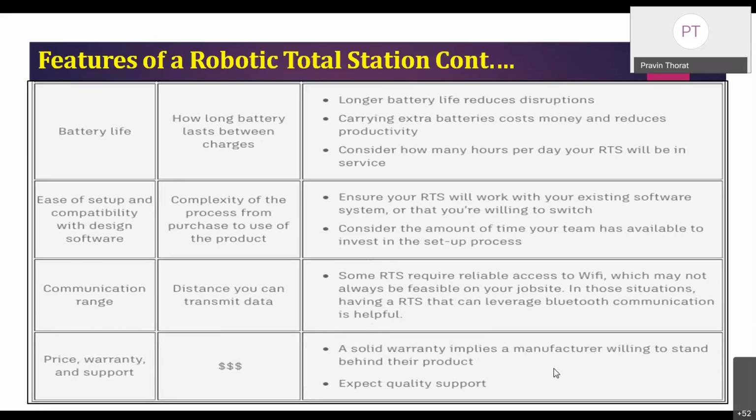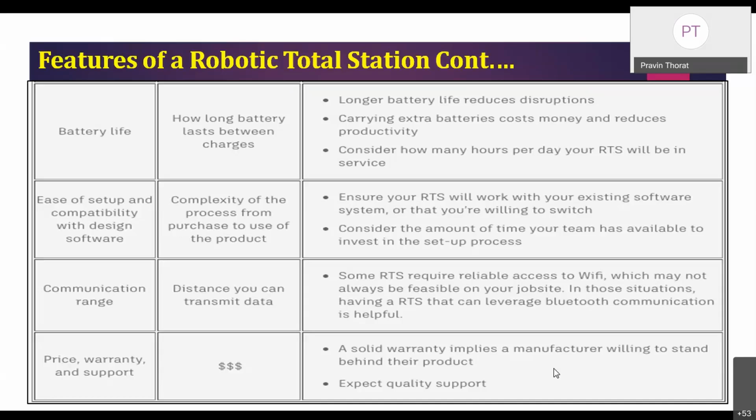Then battery life: how long the battery lasts between charges. This is also required while considering the total station survey. We know that in a manual total station the battery is used up to, consider how many hours per day your RTS will be in service. Generally, it works up to 5 to 6 hours. So in manual survey, they generally provide two batteries. One is inside the instrument and one is standby.